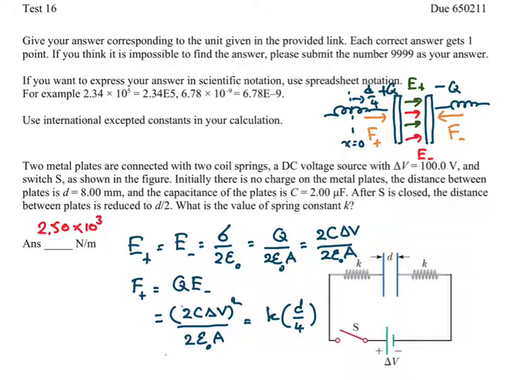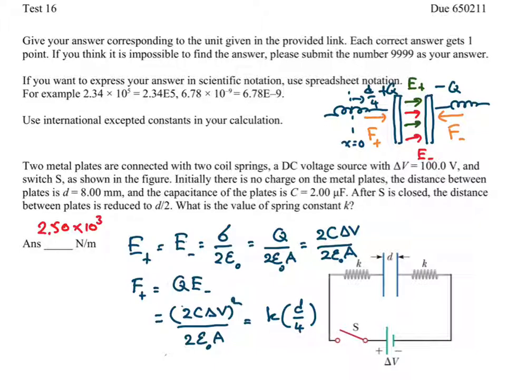Okay, so the situation here is an equilibrium configuration. It means that the electric force balances with the restoring force from the spring. So when we equate those forces, we will be able to calculate the spring constant. Okay, now let's go to the detail.